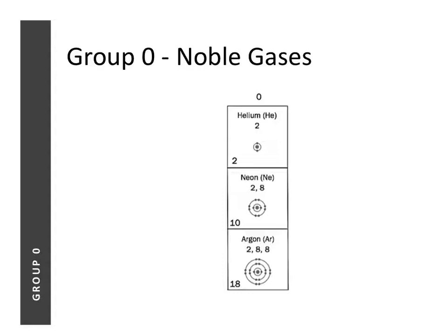So what does that mean? It means that they are stable on their own. Right, if they are stable on their own, the atoms can exist on their own. We call them monoatomic. That means they can exist as a single atom. Okay, and because they are stable, there's no need for them to combine with any other elements. We say that they are inert. They do not undergo any reactions.